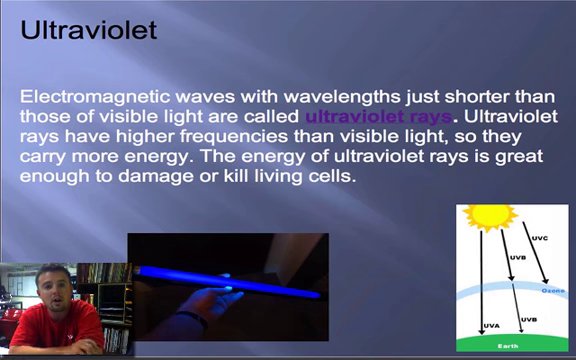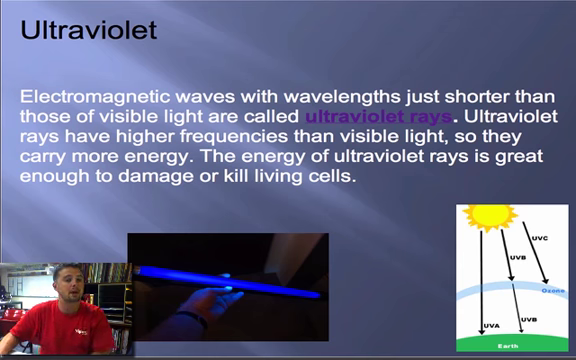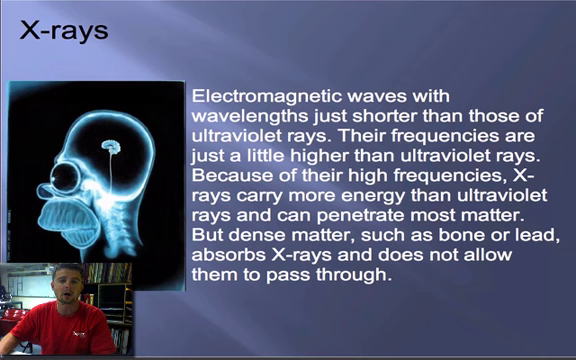Ultraviolet are electromagnetic waves with wavelengths just shorter than visible light, so we can't see them, and they're called ultraviolet rays. You know them best as UV. Ultraviolet rays have a higher frequency than visible light, so they carry more energy. The energy of ultraviolet rays is great enough to damage or kill living cells. That's why you put on some sunblock when you go outside to protect against those ultraviolet rays.